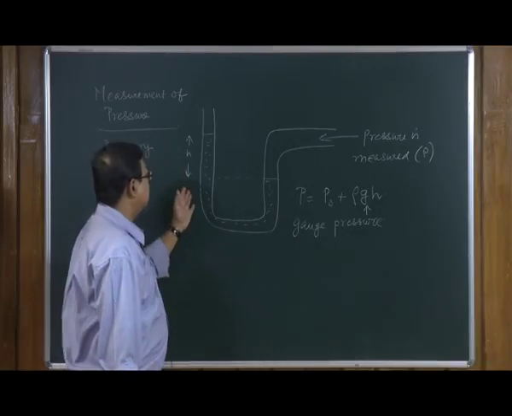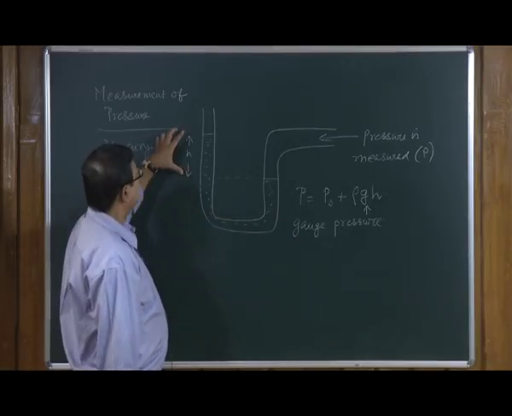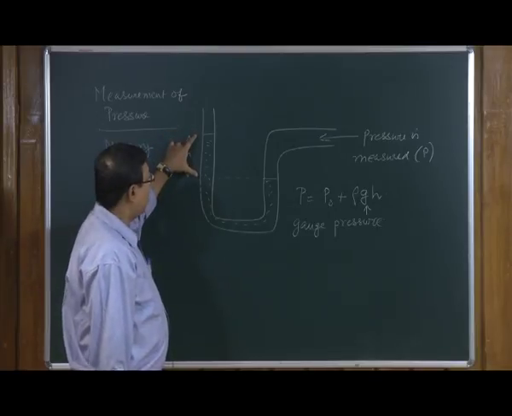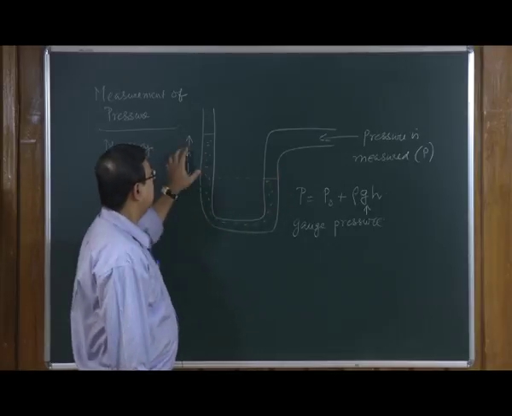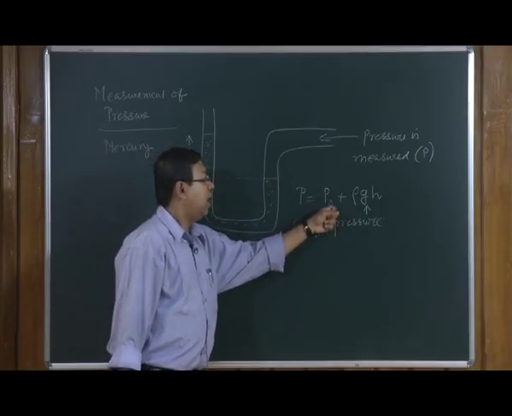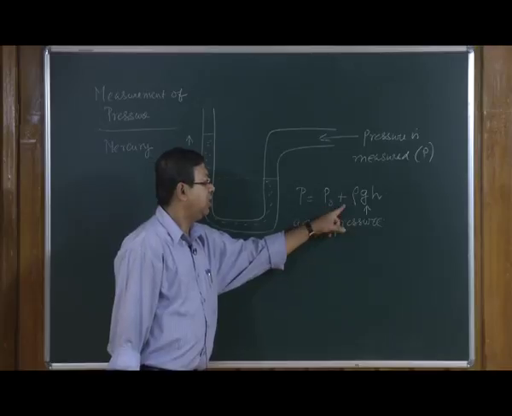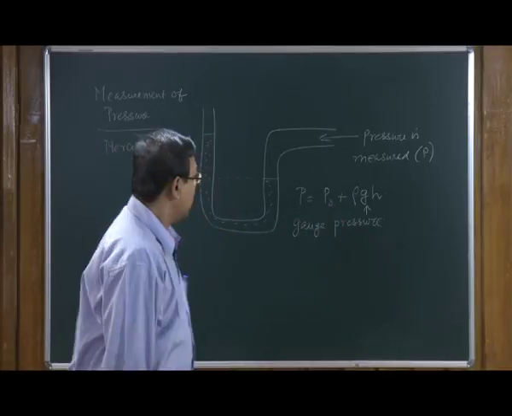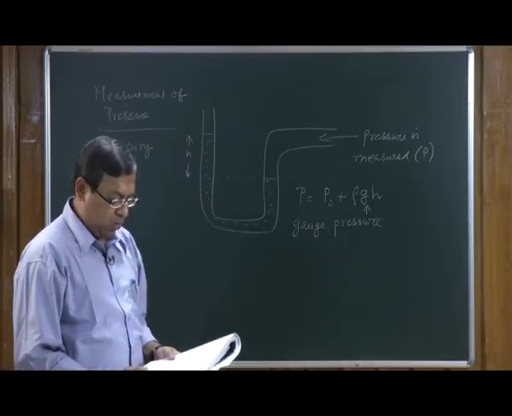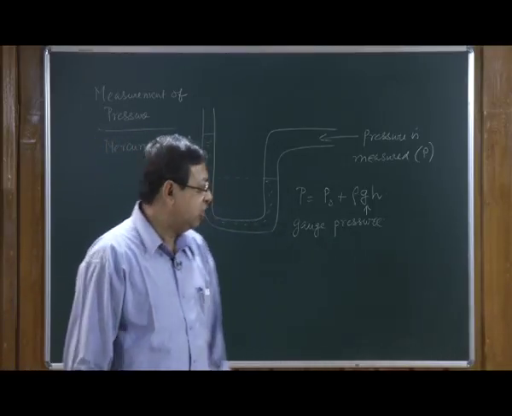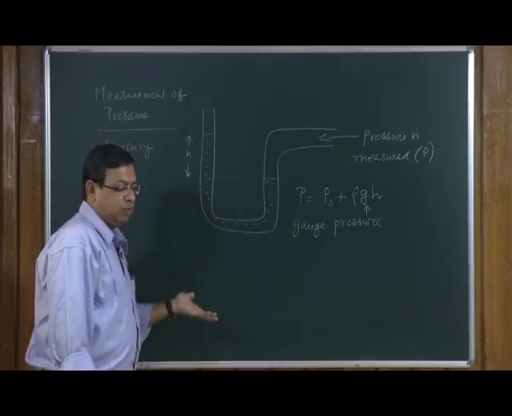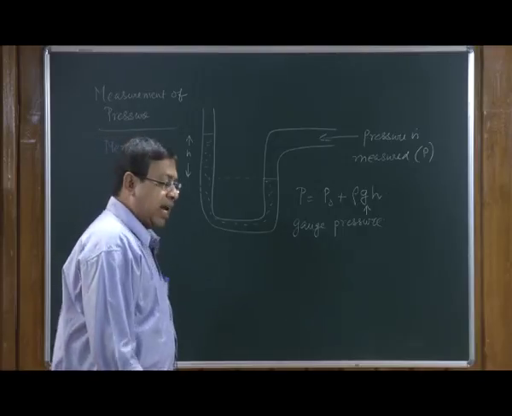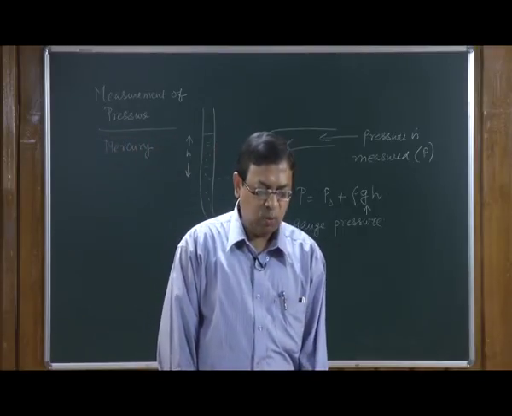And just as in the case here, when you have this height to be positive, that is, the left arm has more height than the right arm, then the pressure is said to be more than the atmospheric pressure, and there is a positive sign that exists between them. All right. So, this is how one measures pressure. This is one of the ways to measure pressure, and there are other ways, of course, we are coming to that in a while.